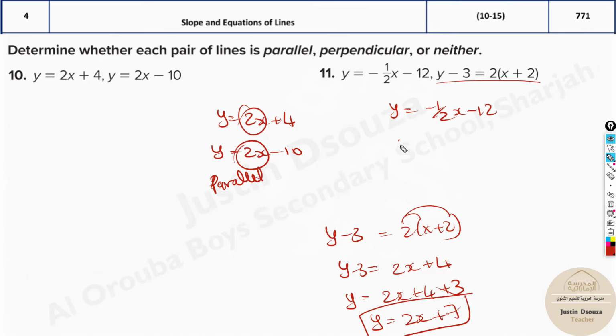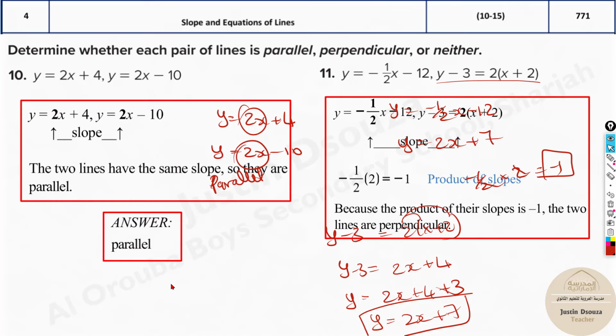Now here, let's write y is equal to 2x plus 7. The slopes are different, so obviously they cannot be parallel. Only if they are the same are they parallel. Now what we will do is multiply the slopes with each other. Like minus half times positive 2. The slopes give minus 1. Now when we multiply, we got negative 1. That means they are perpendicular to each other. That's the answer.